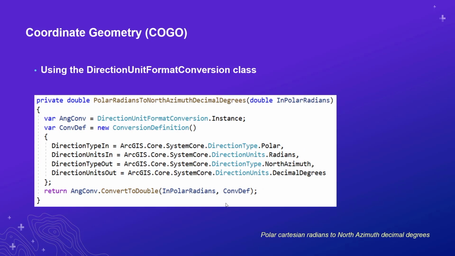Here's another example. In this case, we're going from polar radians, so we're coming back out of the geometry engine, and then we're storing to the database, so we're going to store to north azimuth decimal degrees.